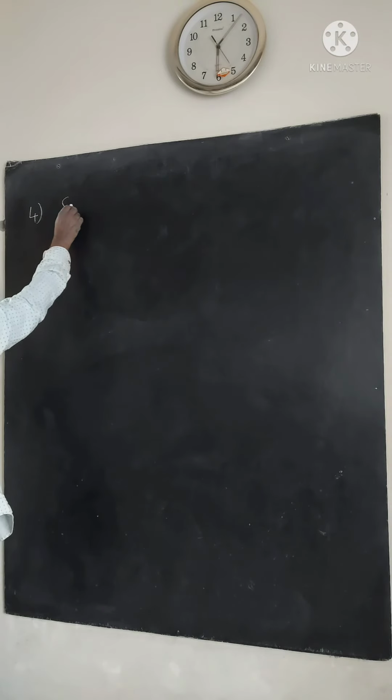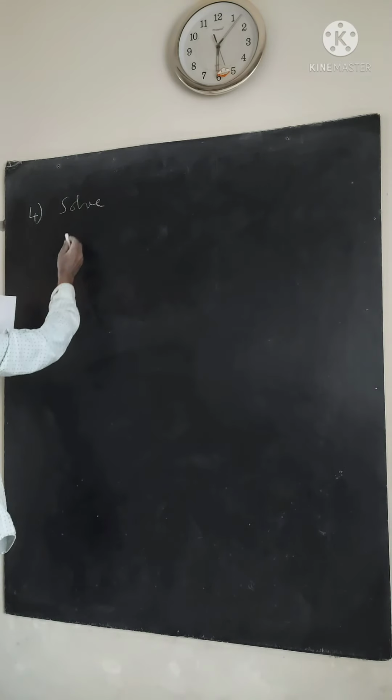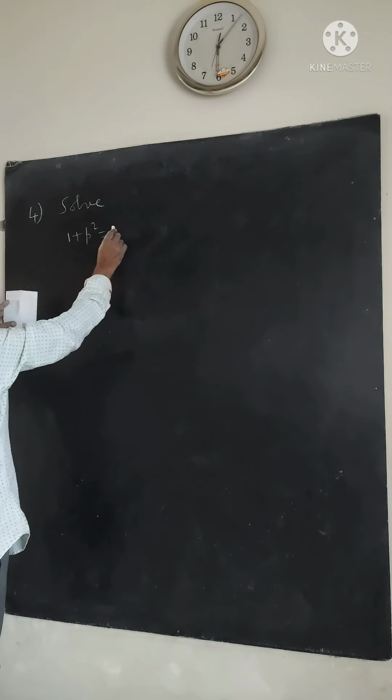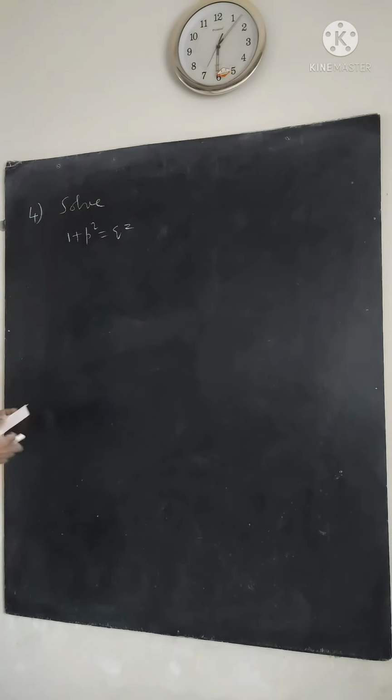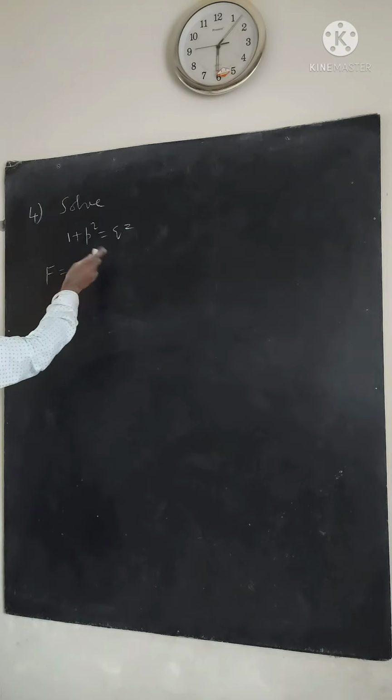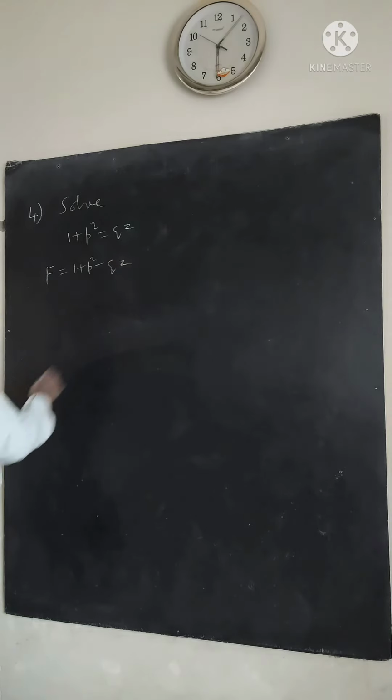Sum number 4. Solve 1 plus p square equal to qz. Let us take capital F as a function of this sum: F equals 1 plus p square minus qz.